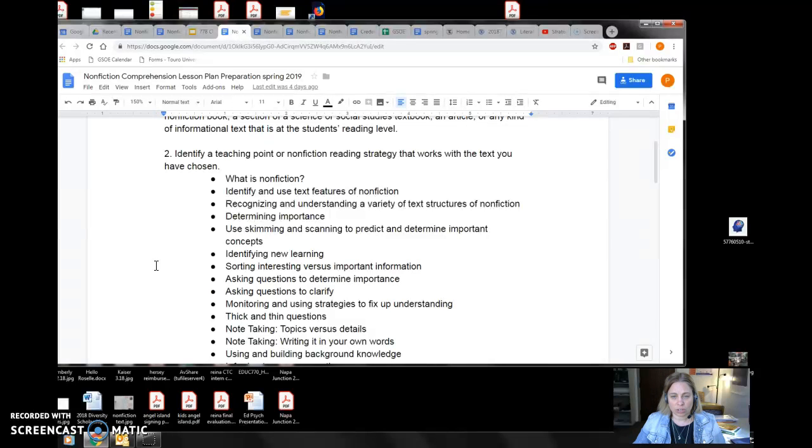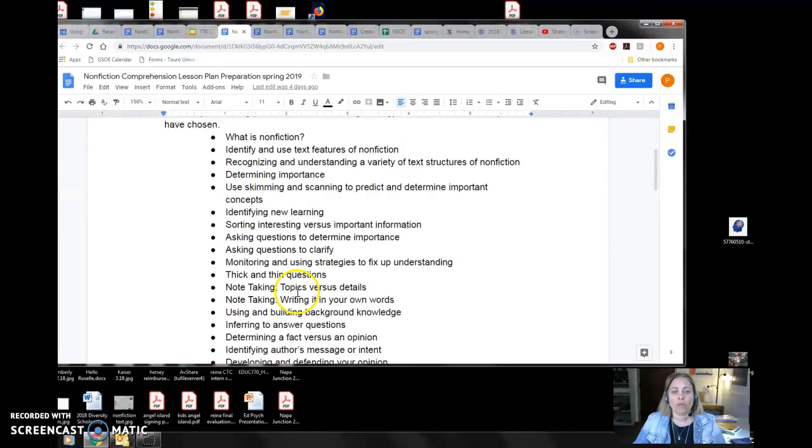What is a nonfiction reading strategy that you think your students need? Do they need to determine importance? How do you find the important points in nonfiction text? Do they need to learn to ask questions to clarify when they're reading nonfiction text? Remember that we talked briefly about if you're choosing note-taking, choose a small piece of note-taking. You cannot teach them to note-take in one small lesson.